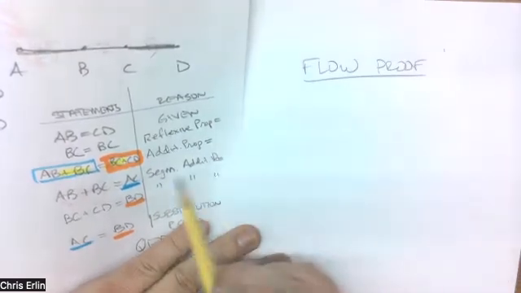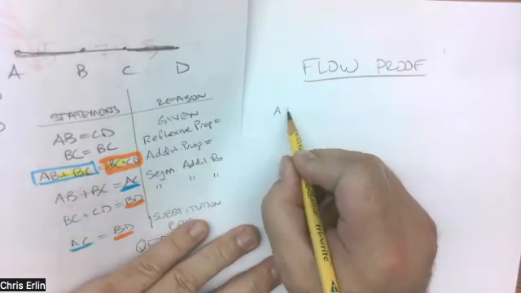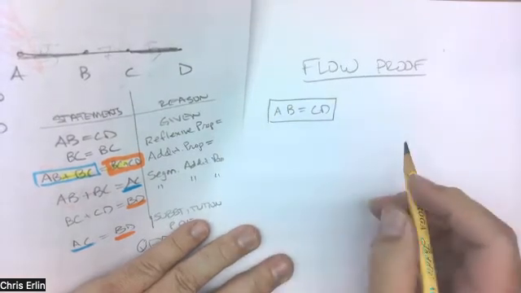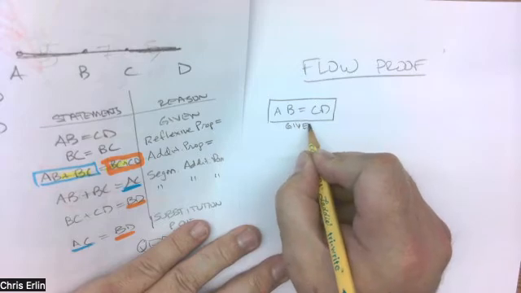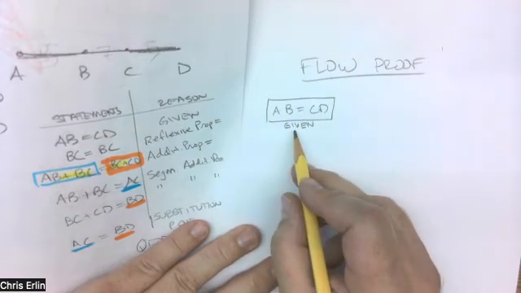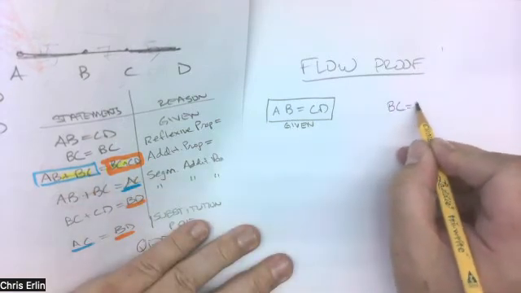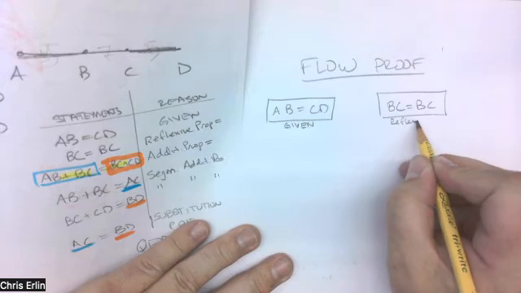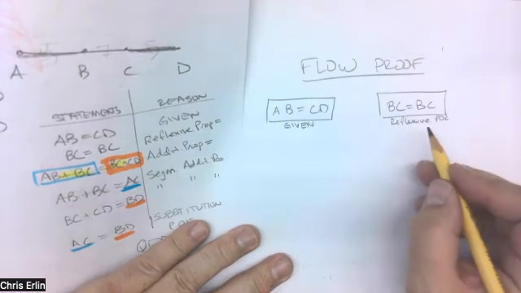Here's how it's different. I'm still going to take the first thing as my given, but I'm going to put it in its own little box, and I'm going to hang a little word below it. This is the justification for where it comes from. It was given. Then I'm going to add in my BC equals BC. I needed that because it was reflexive. And again, that comes out of nowhere. It's just true.